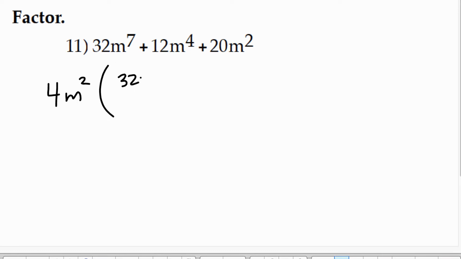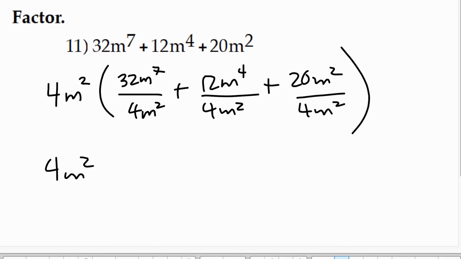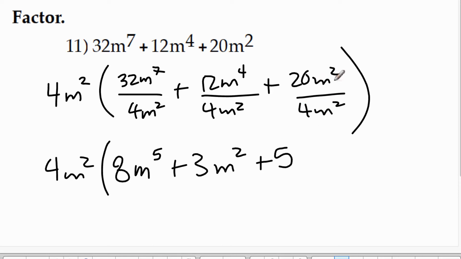This step you don't have to do, but it's not a bad one to do, just so you don't mess up too much. So you take each term inside here and divide it by whatever your lowest common multiple is. So plus 20m squared divided by 4m squared. Okay, so I have 4m squared outside. Here, 32 divided by 4 is 8. m to the 7th divided by m squared is m to the 5th. For the next one, I'll get 3m squared, and the last one plus 5. Oh, the m's cancel. Plus 5. So there's my answer.